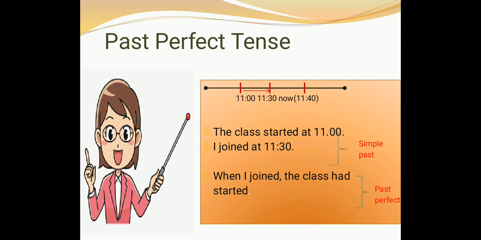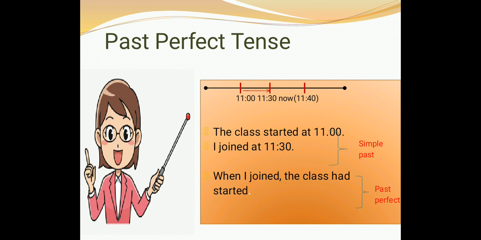So it allows us to show or talk about two or more things that happened in the past, and we want to show which of these things happened first in the past. Alright? So in this case, what happened first, 11 o'clock or 11:30? The class started at 11. That happened first. So whatever happened first, we express in past perfect tense. The other part of the sentence can be just in simple past. That is, I joined.